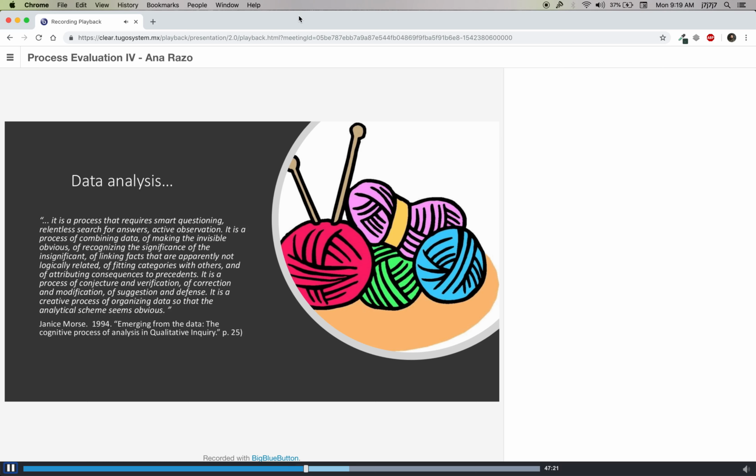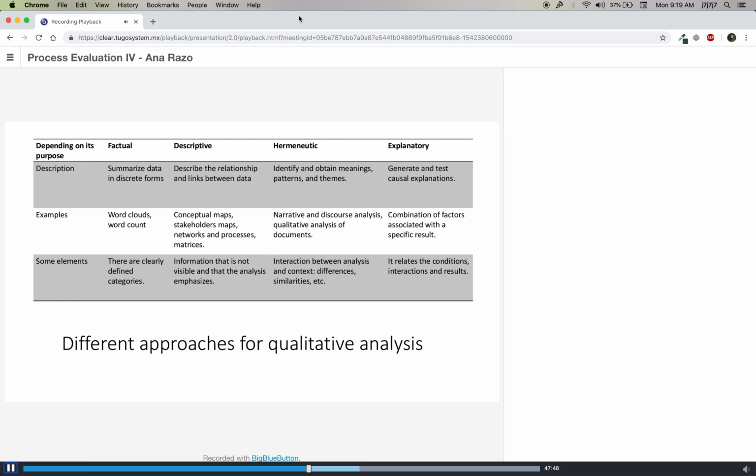So please analyze this in this way, and I want to propose some elements to analyze qualitative data. In the slide, there is a table, and we have different columns, different ways to analyze data, and they depend on the objective and what we want to address, and also the type of information that we have. For instance, there is a type of analysis regarding data, and this is known as factual. And the purpose is to summarize data in discrete forms. What do we mean by this?